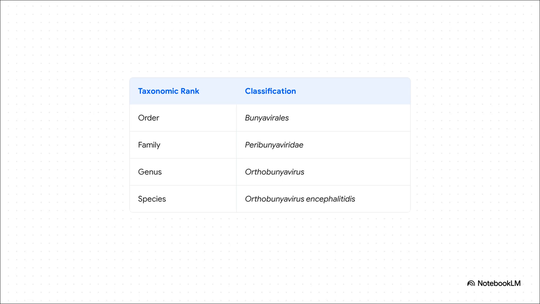This level of detail is absolutely critical for us in the lab. When you're designing primers for a PCR or trying to make sense of sequencing data, knowing you're looking for an orthobunyovirus is what gives you that specificity and helps you avoid confusing it with something else.